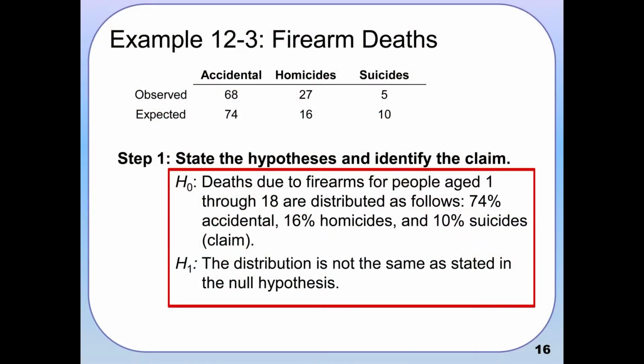H0: Deaths due to firearms for people aged 1 through 18 are distributed as follows: 74% accidental, 16% homicides, and 10% suicide. H1, the claim: The distribution is not the same as stated in the null hypothesis.